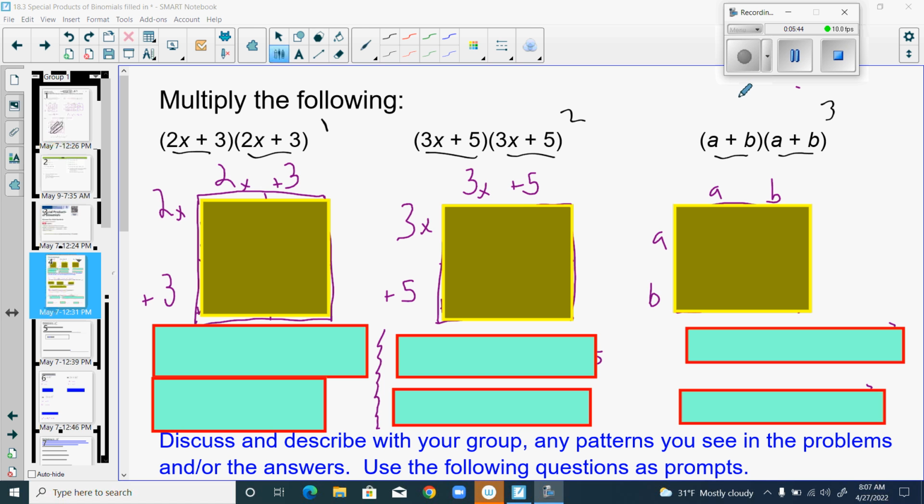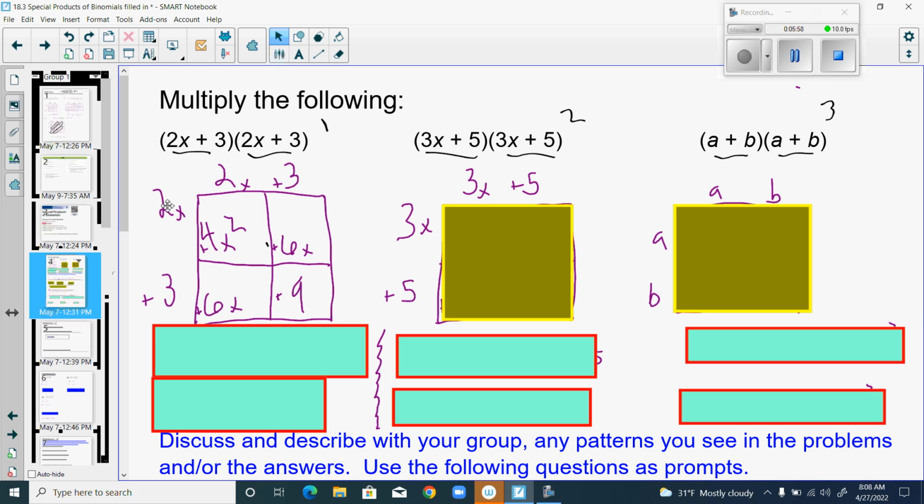All right, so hopefully you had enough time to finish up those problems. Now let's take a look at what our box method reveals and if we can see any patterns that appear. So I'm going to get rid of this box. What we should have gotten is a positive 4x squared plus a positive 6x, then another 6x, and a 9. What we should notice here is that these two terms are the same. We have a 6x and a 6x, okay? So that's my first noticing.